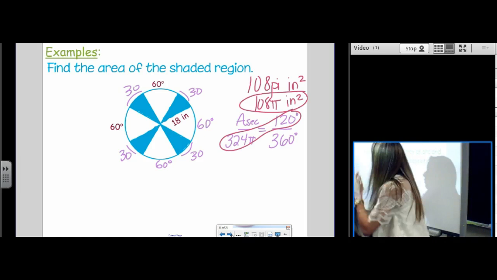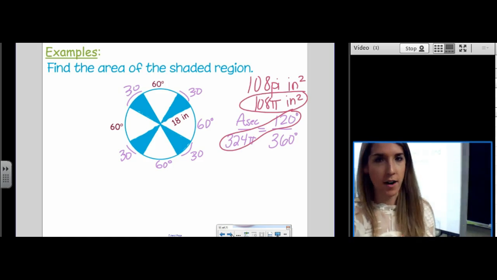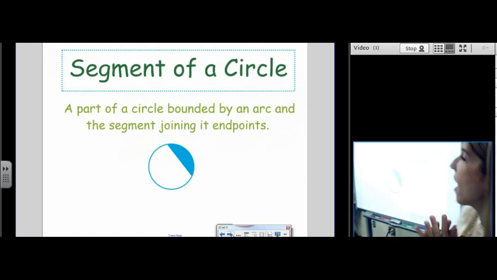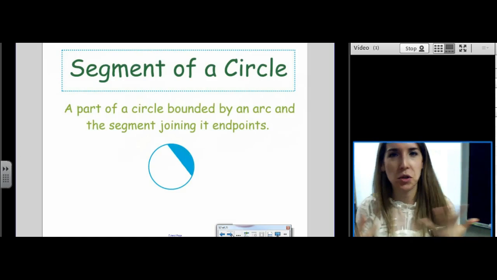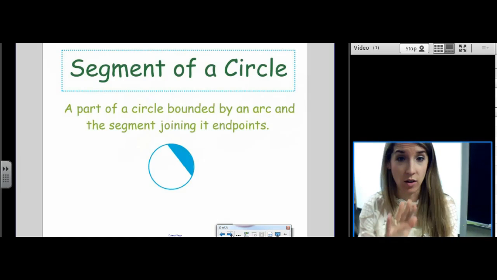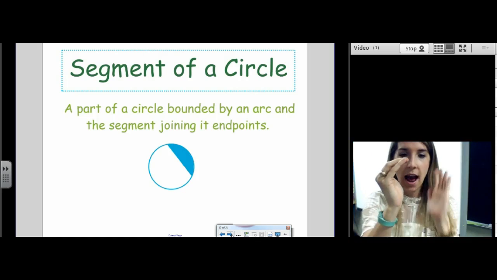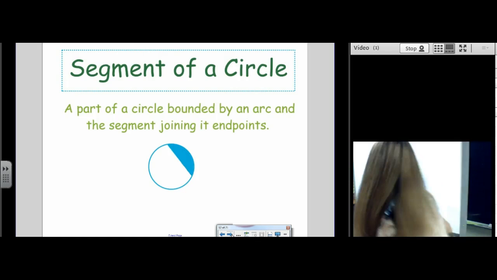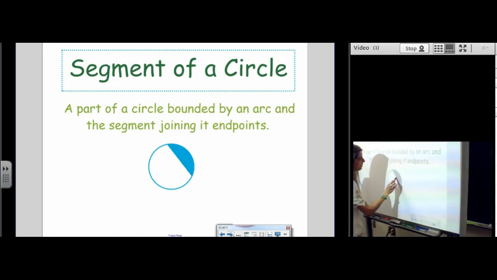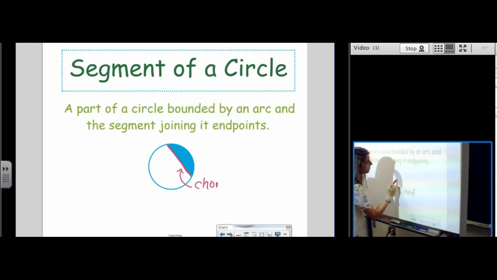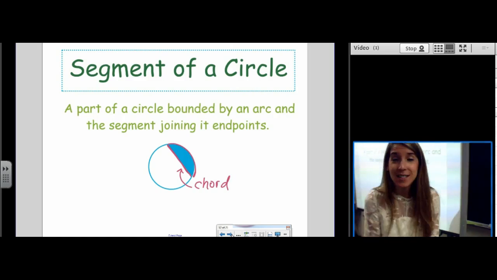All right, we have to learn one more thing today. This is the K-level part. I don't even teach this in L-level. This is kind of counterintuitive. A segment of a circle is the part of the circle bounded by the arc and the segment joining its endpoints. So we have a chord, and we have an arc, whether it's major or minor. And the shaded region between that chord and that arc is called a segment.